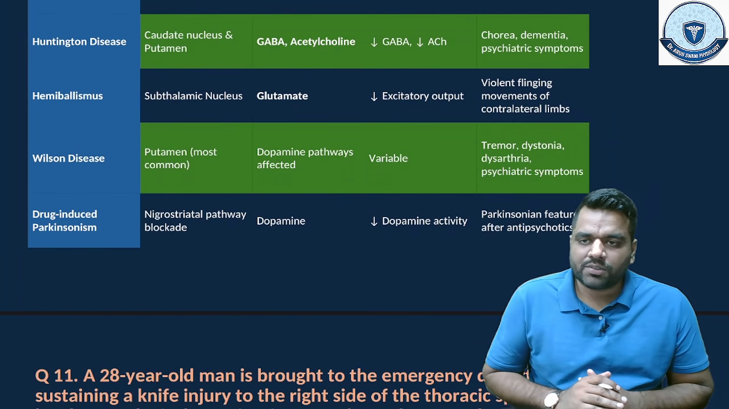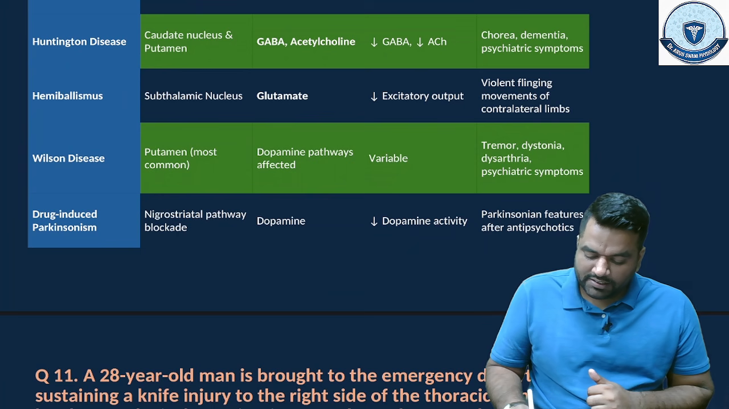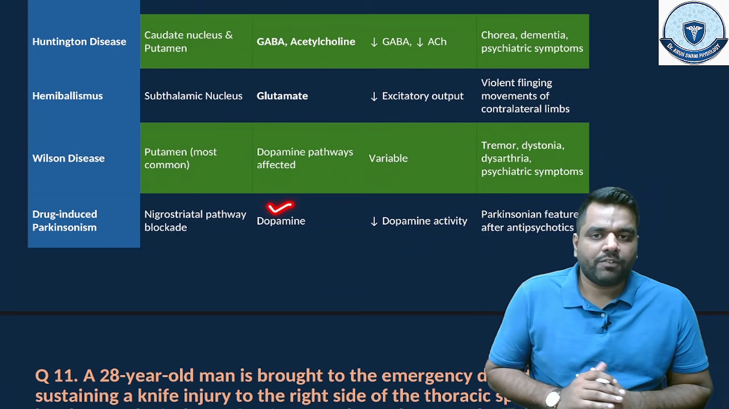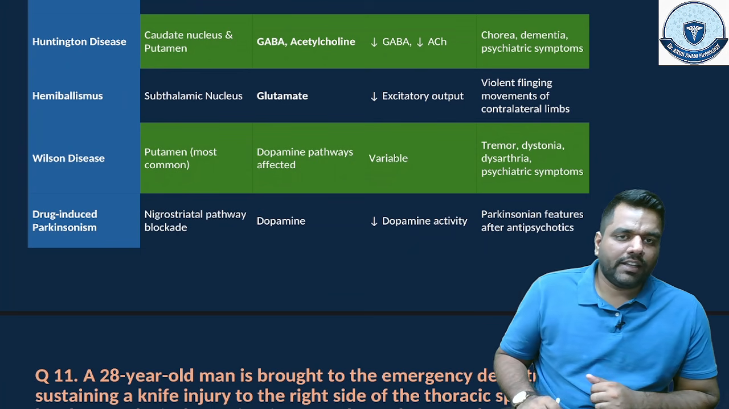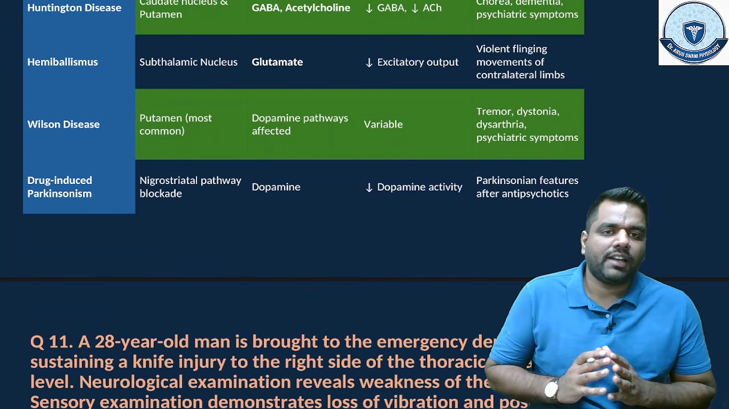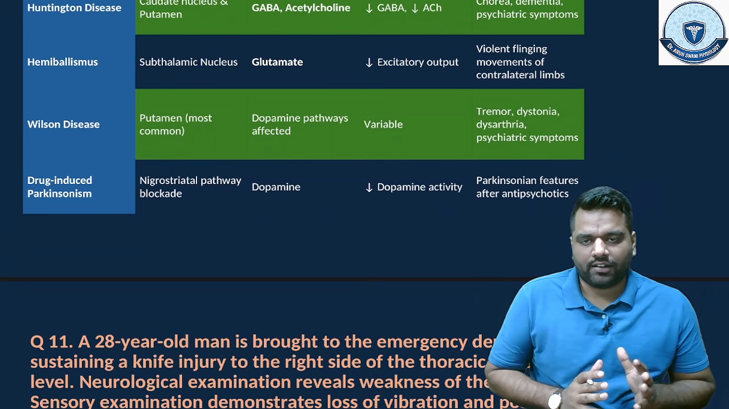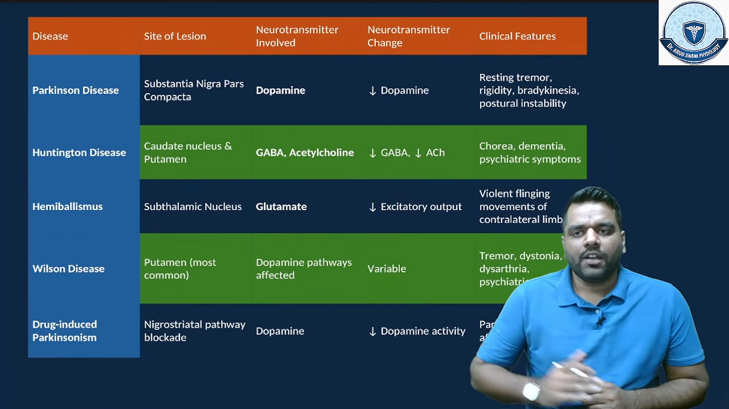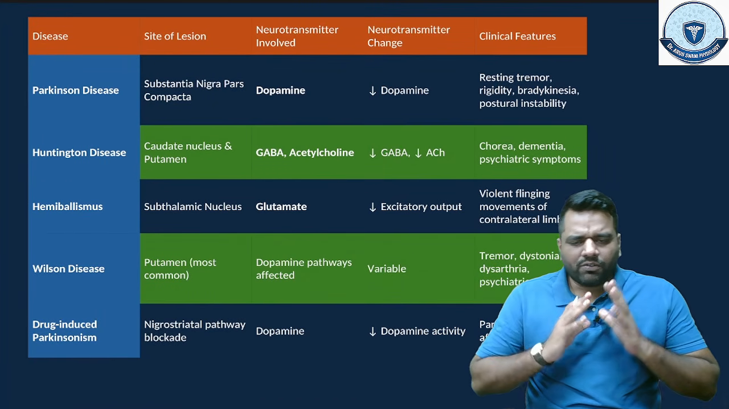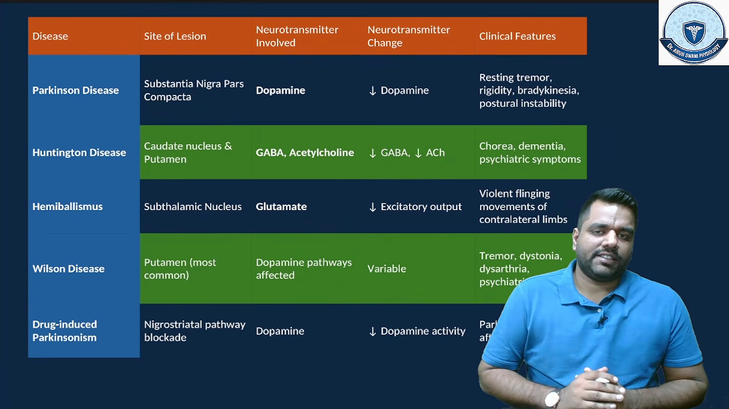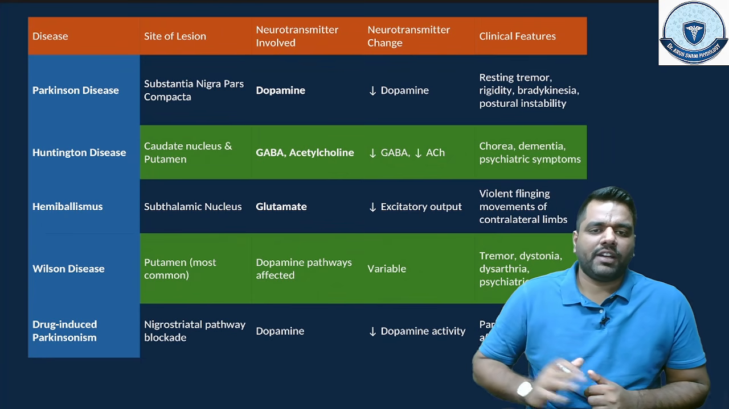And in drug-induced Parkinsonism, there will be lesion in the nigrostriatal pathway, and the neurotransmitter affected is again dopamine, and Parkinsonian features will occur after the antipsychotic drug. So this is how, with this table, you can easily differentiate between all of these conditions. And guys, one question is asked all the time from all of these diseases, right? So with this table, you will never make mistakes.